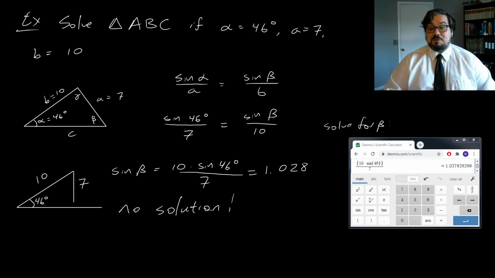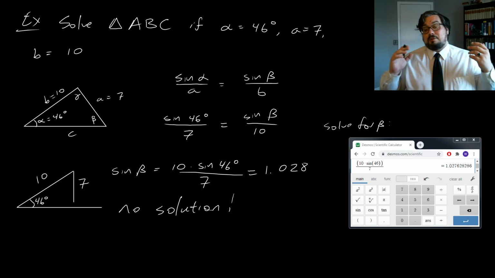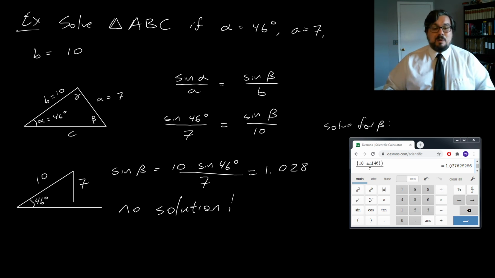So this is one of the things that can happen in a side-side-angle situation. You might simply have no solution. And the good thing is that when that happens, you're basically told immediately why that is, and it's because the sine of beta here comes out to be more than 1.